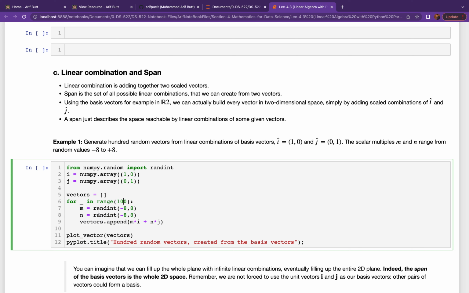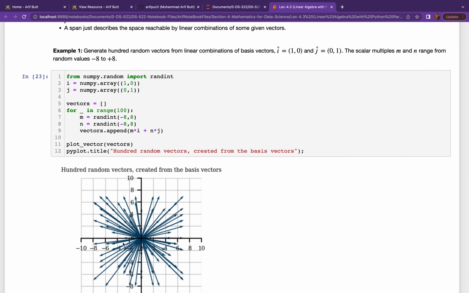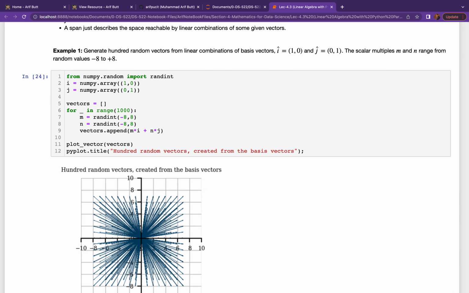The scale values m and n are randomly generated from -8 to +8 using this randint method of the random module of the NumPy library. Let me just execute and plot it. Yeah, great. So you see, these are the 100 different vectors that are generated from the basis vectors. Let me increase this 100 to 1000 and execute it again.